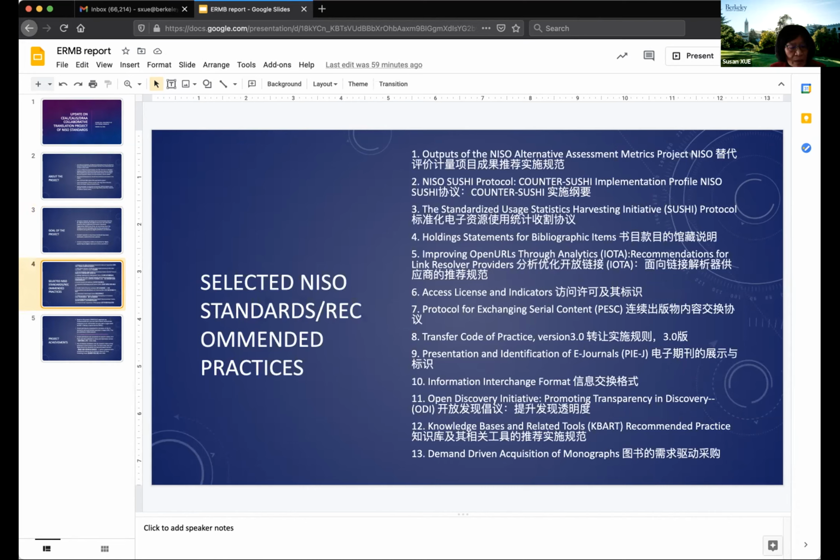Next, the slide shows what standards or recommended practices the task force selected. They selected 13 relevant standards and best practices. To save time, I'm not going to read the full list, but just looking at the titles, we're able to tell that they're either closely related to the digital publishing industry or closely related to acquiring, processing, or cataloging digital resources.